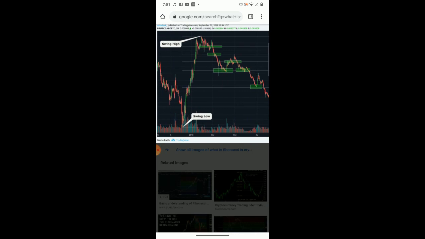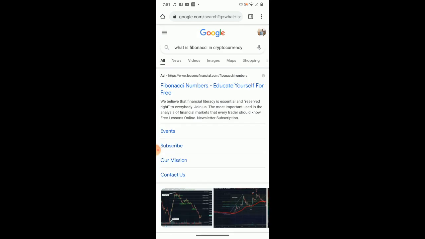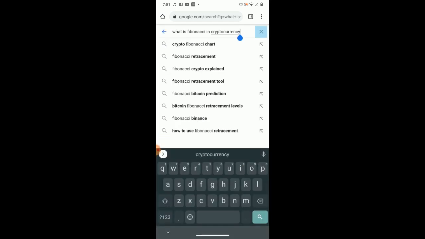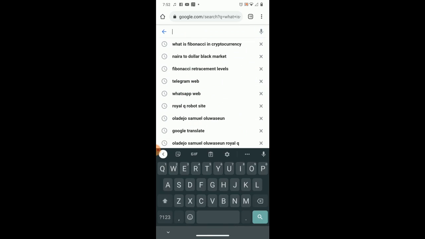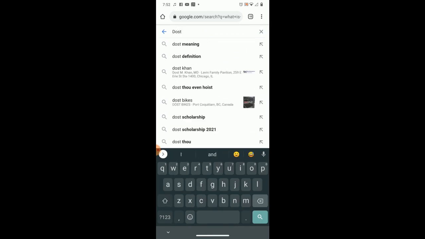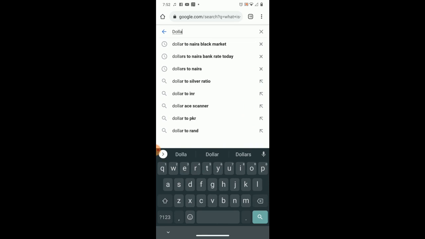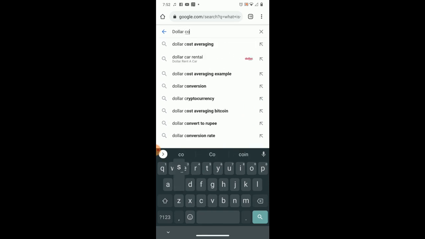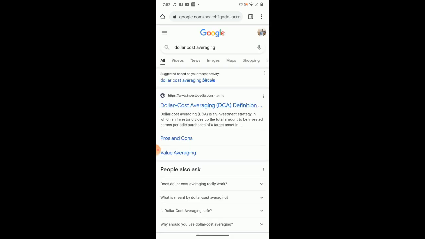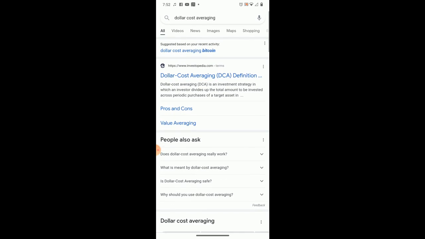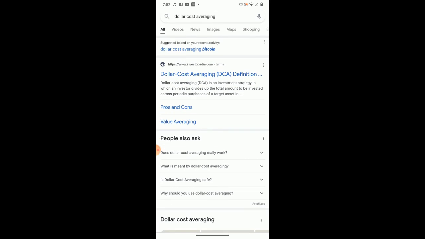That is that. So, secondly, please don't forget this, let's talk about dollar cost averaging. So what is dollar cost averaging? It is simply an investment strategy in which an investor divides up the total amount to be invested across periodic purchases of a target asset.